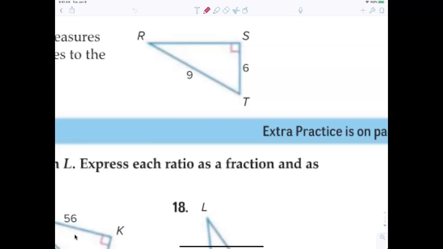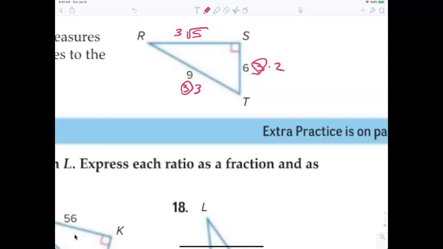6 is 3 times 2. 9 is 3 times 3. So RS has to be 3 times something, right? Because it has a common 3 here and a common 3, 9 minus 4 is what? So it's the square root of 5. 3 radical 5. Any questions?